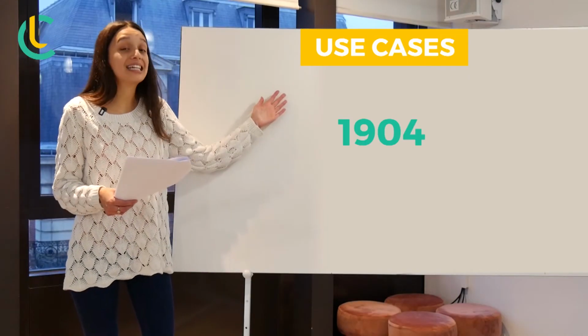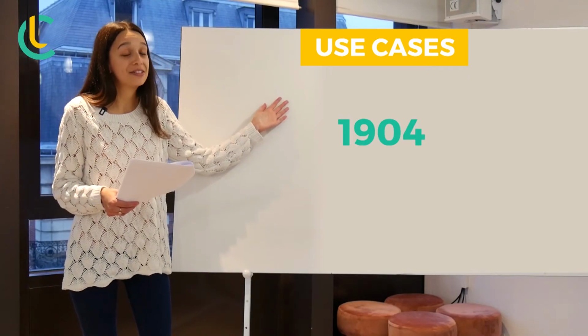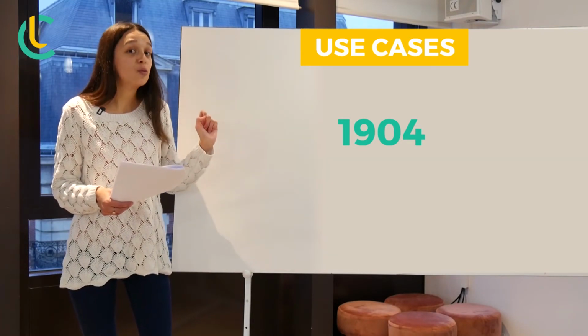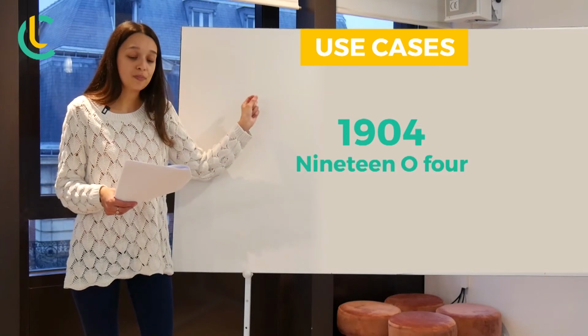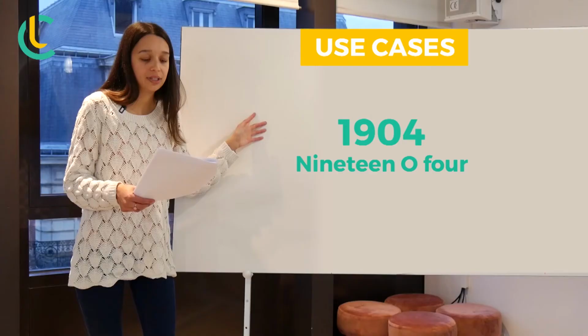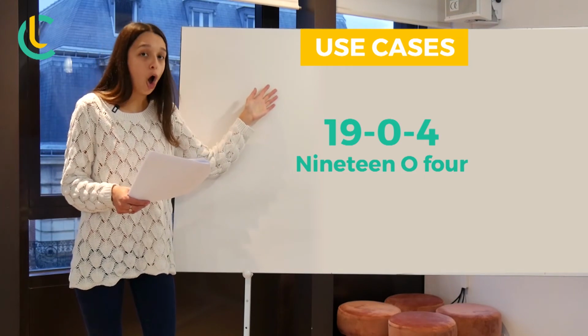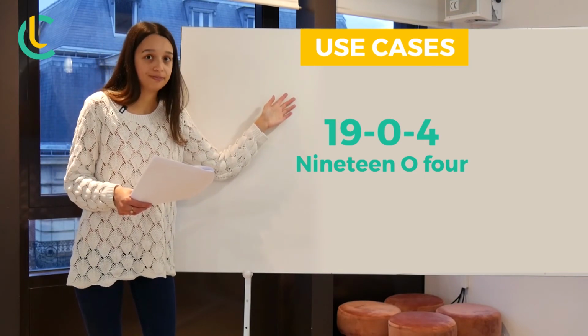So let's look at this year, how do we pronounce this year? So this year would be pronounced 1904. So when we have a year and the year ends in numbers between 01 and 09, we would pronounce it O plus the number. So 19 is the first two numbers, O, and then 4.